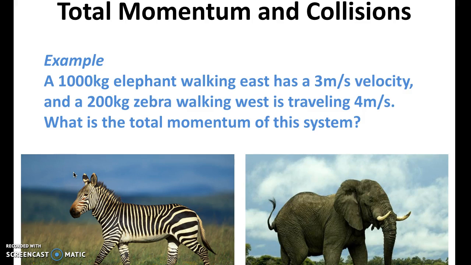Okay, so here we have an elephant and a zebra, and the elephant is walking east with a velocity of 3 meters per second. The zebra is walking west with a velocity of 4 meters per second, and I want you to find the total momentum of this system.